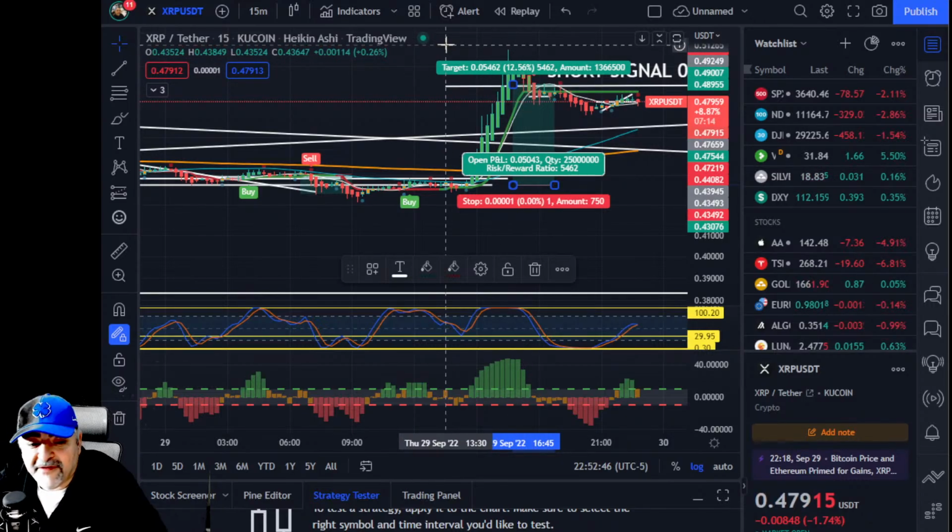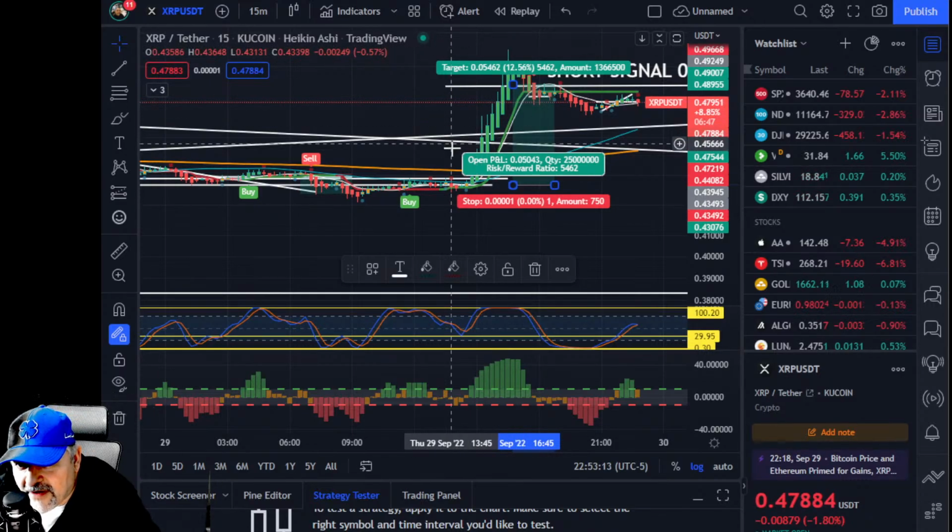Now 12.5% is a great move because that is, remember, times 10. So that's 120%, but do your 6% profit. So that's 72% on a 10% move. And on the 20x, like you're supposed to, that is literally 144% profit.